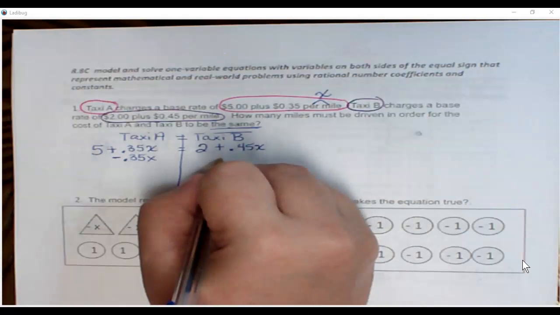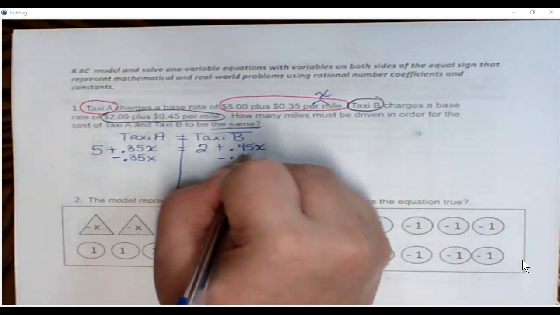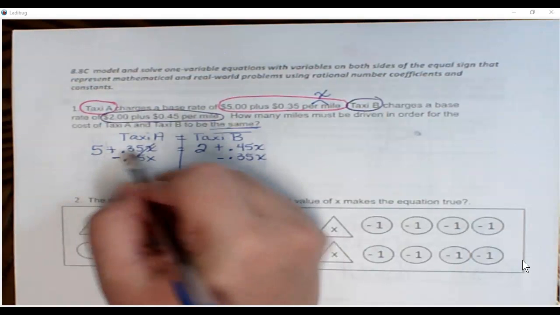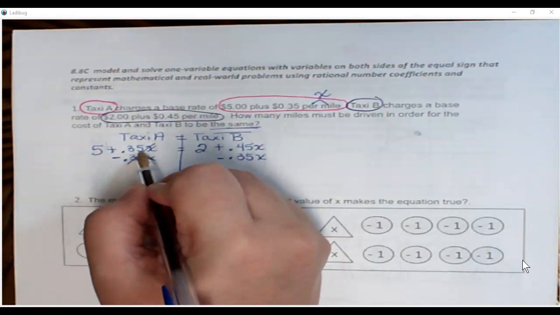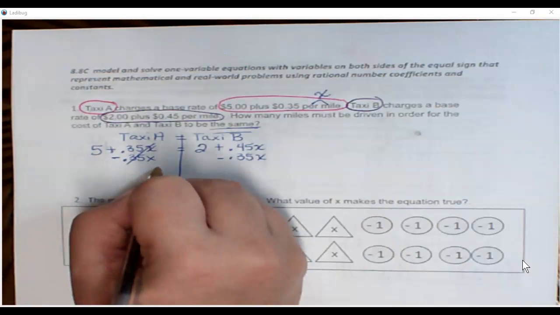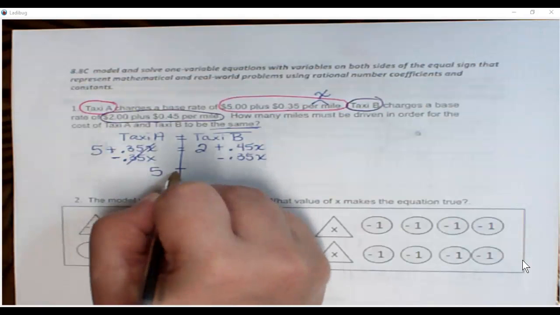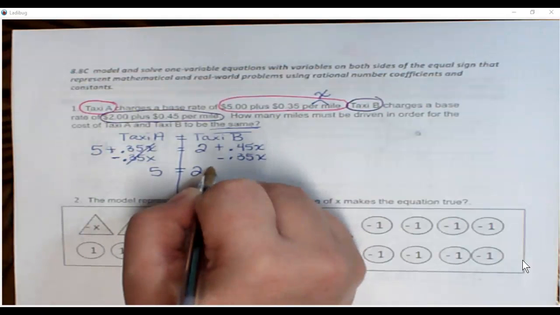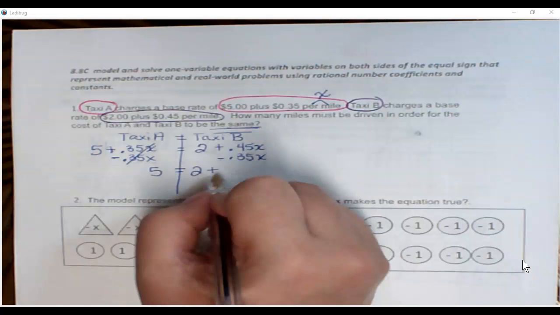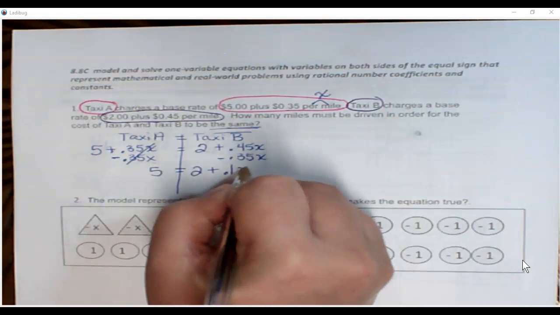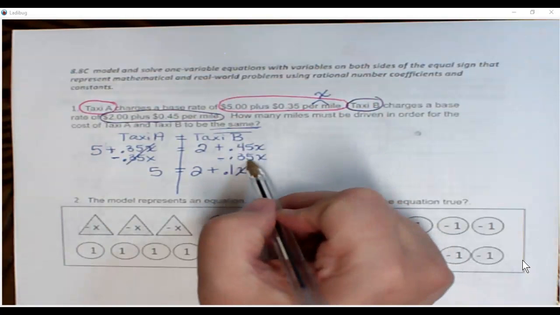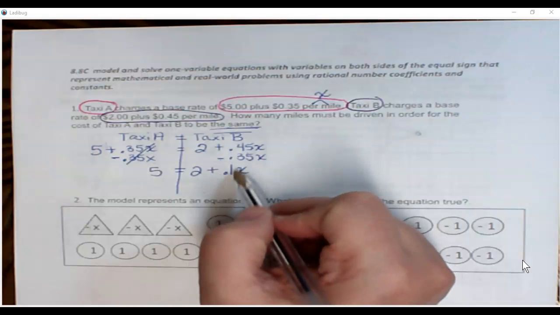0.35x. But what we do to one side, we have to do to the other. That just makes 0 pairs. Positive 0.35x's and negative 0.35x's make a 0 pair. So all we have left is our 5 is equal to 2 plus 0.45 minus 0.35 would be 0.1x, 1/10. 45 hundredths minus 35 hundredths gives me 10 hundredths, or 1/10.